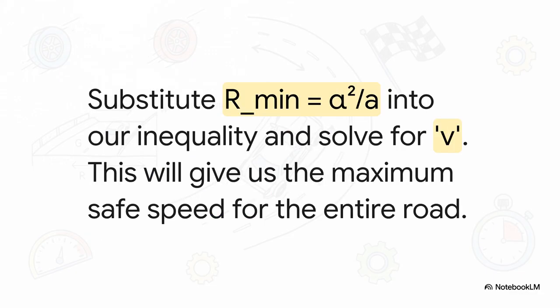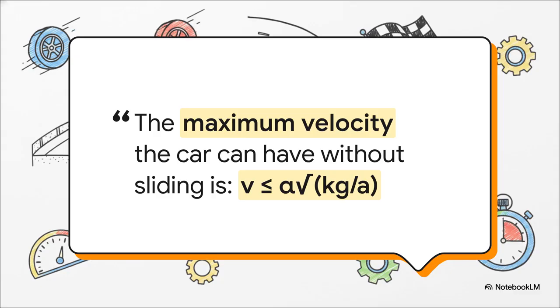All right, this is it. The final step. All we have to do is take our expression for that minimum radius, r min, plug it into our inequality, and then solve for v. That will give us the top speed for this entire road. And there you have it. That's our final answer. The maximum safe velocity is alpha times the square root of k times g, all divided by A. This elegant little formula tells us exactly how fast we can go without sliding off this winding road.